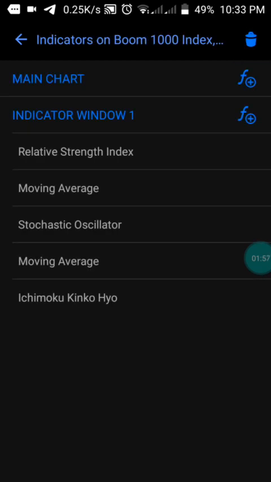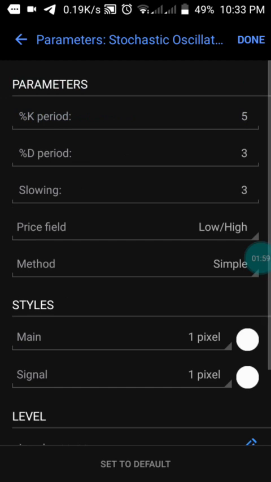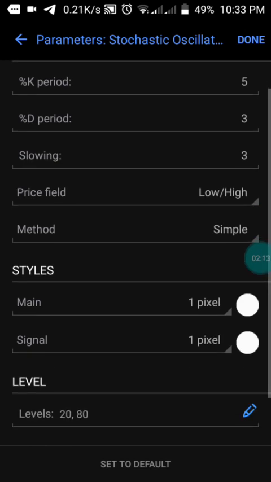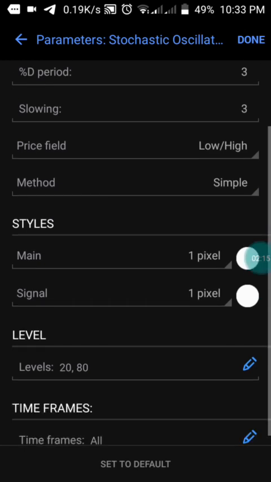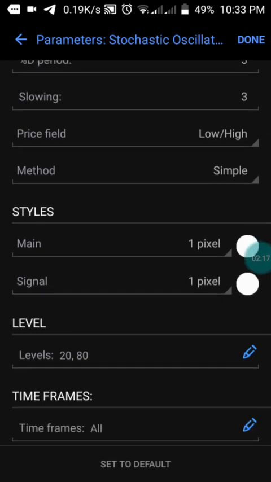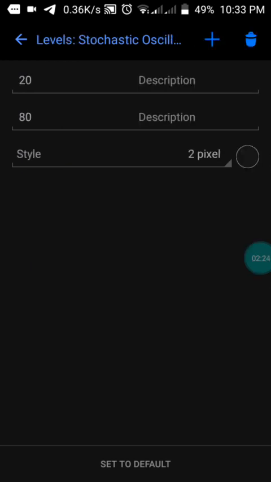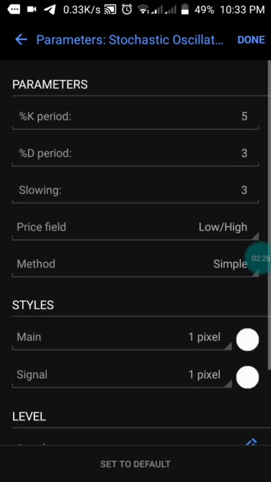Then press OK. We have the Stochastic Oscillator, with %K period of 5, %D of 3, and slowing of 3. The price field is low/high, and the method is simple. We have the main and signal lines in white color, which is the color of your background. If you are using a black background, make sure the color here is also black. The levels here are 20 and 80, so you can choose that.